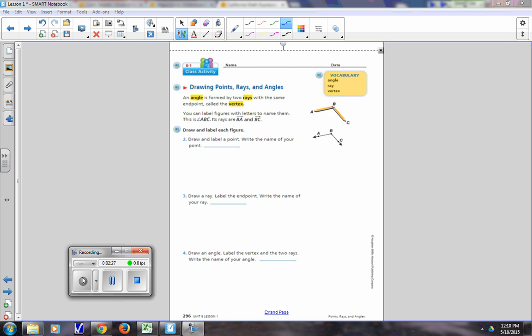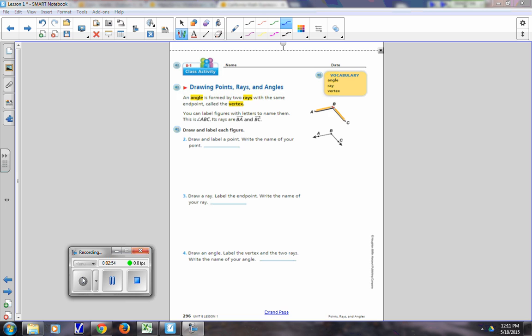There are 3 more definitions. This one has a lot of definitions and a lot of vocabulary. So if you're taking notes in a notebook and writing down these definitions, that would be super beneficial for you. The next 3 words I'm going to talk to you about is an angle. And an angle is formed by 2 rays with the same endpoint, and that endpoint is called a vertex.